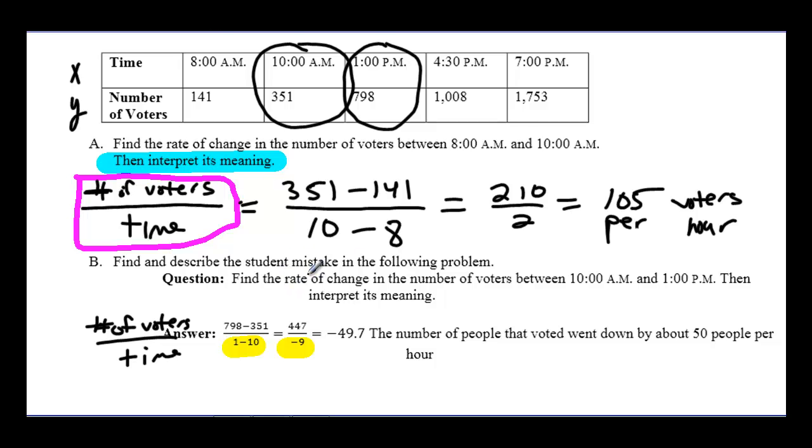Okay, so we want to go from 10 a.m. to 1 p.m. So that would mean 11 o'clock is 1 hour, noon would be the second hour, 1 p.m. is the third hour. So this is actually a difference of only 3 hours. Okay, not negative 9. So 447 divided by 3 is 149.